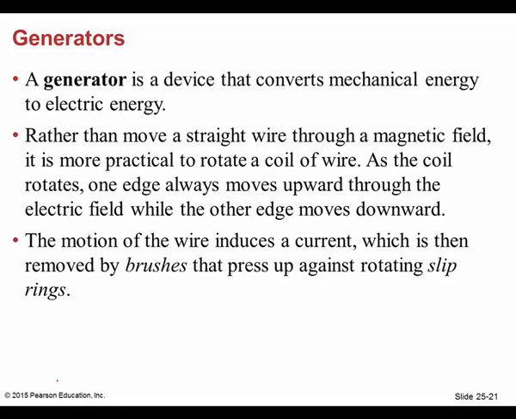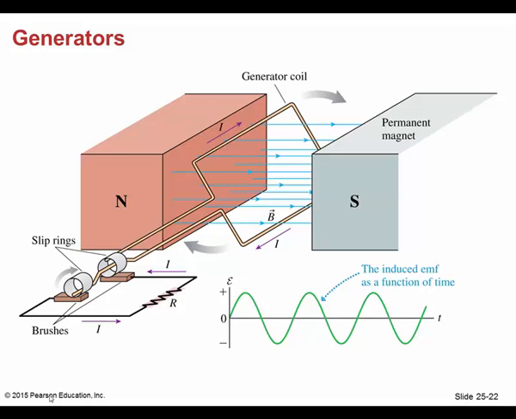So what is a generator? A generator, of course, is anything that turns mechanical energy into electric energy. And you say, how do we do that? Well, we just spin a coil of wire in a magnetic field, and we have what are called slip rings and brushes. Here's a good diagram to show you the basics of a generator and how it works.